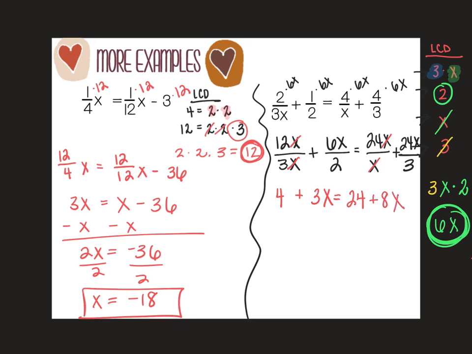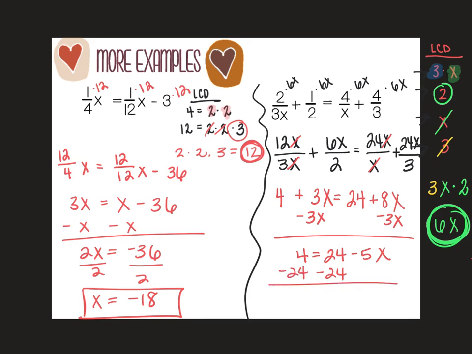And then you're just moving things around. So I'm going to start by subtracting 3x from both sides. I get 4 equals 24 minus 5x. Subtract 24 from both sides. No, plus 5x. I apologize. I get negative 20. Divide by 5. X is negative 4.